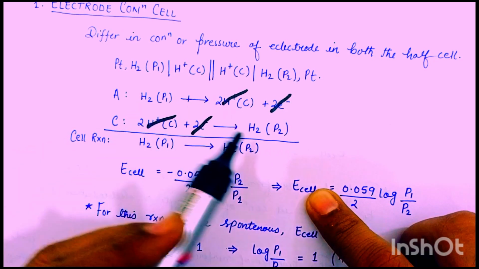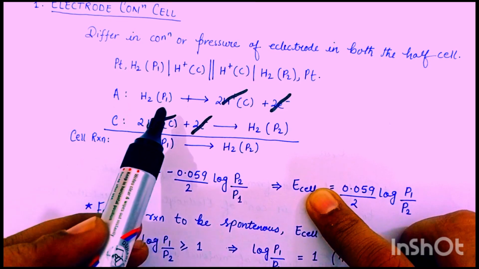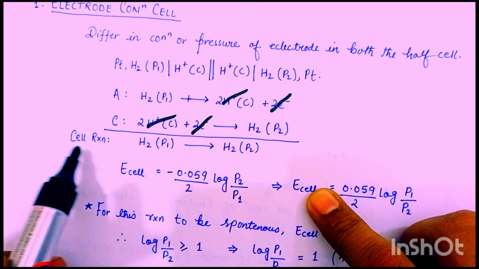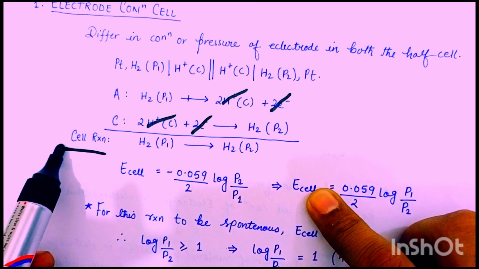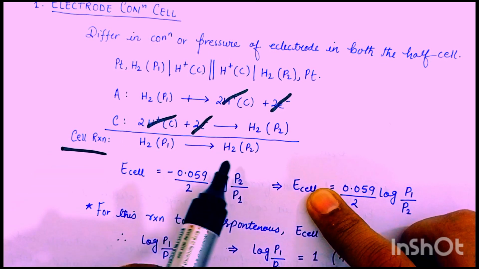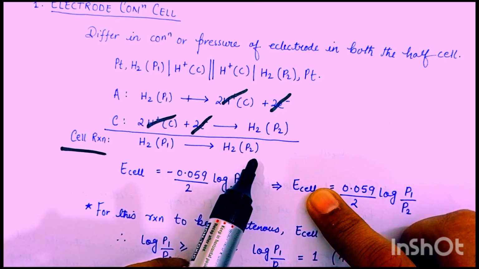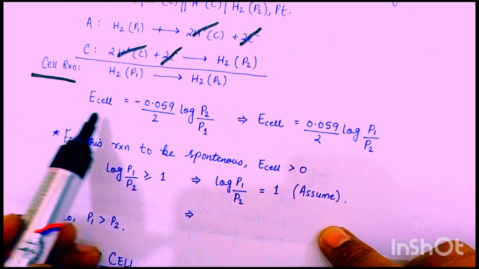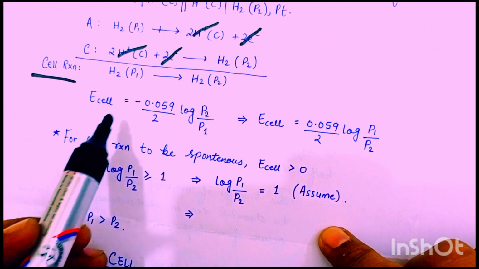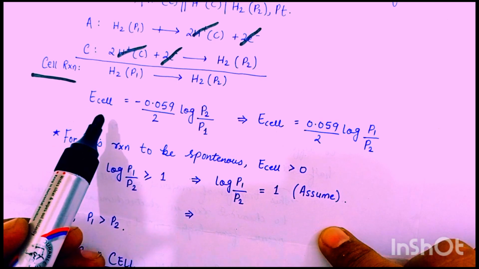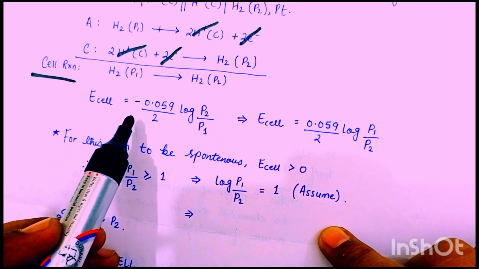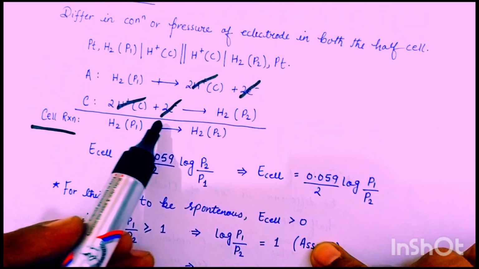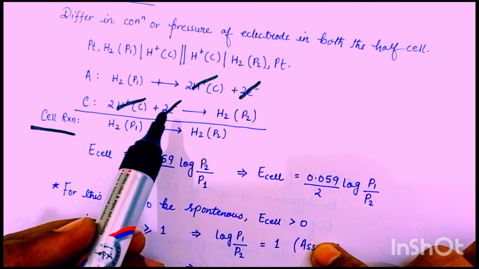Here H2 and H2 are on opposite sides, but we could not cancel them because they have different pressures. And after that we can write the complete cell reaction as: H2 at P2 is the product and H2 at pressure P1 is the reactant. So as we know the way of writing the Nernst equation for the concentration cell, E cell is equal to minus 0.059 upon 2. Why 2? Because 2 electrons undergo the exchange.